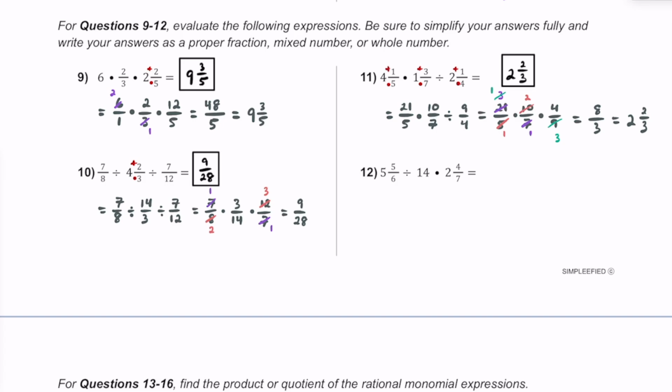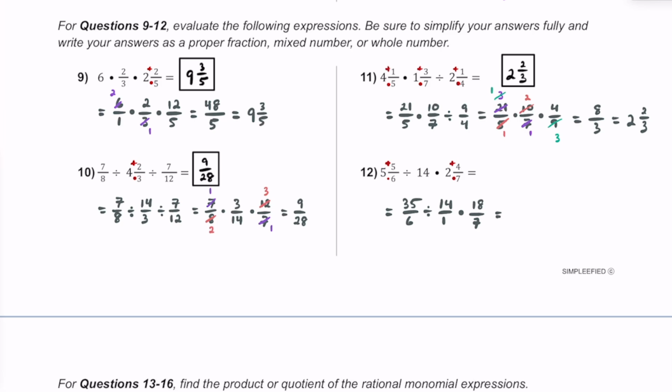For number 12, let's rewrite these mixed numbers and whole numbers into improper fractions. So 5 times 6 plus 5, that's going to be 35 over 6. And then we're going to divide this by 14, but 14 is just going to be 14 over 1. And then for this last mixed number, 2 times 7 is 14, plus the 4 is going to be 18. So we're looking at 18 over 7.